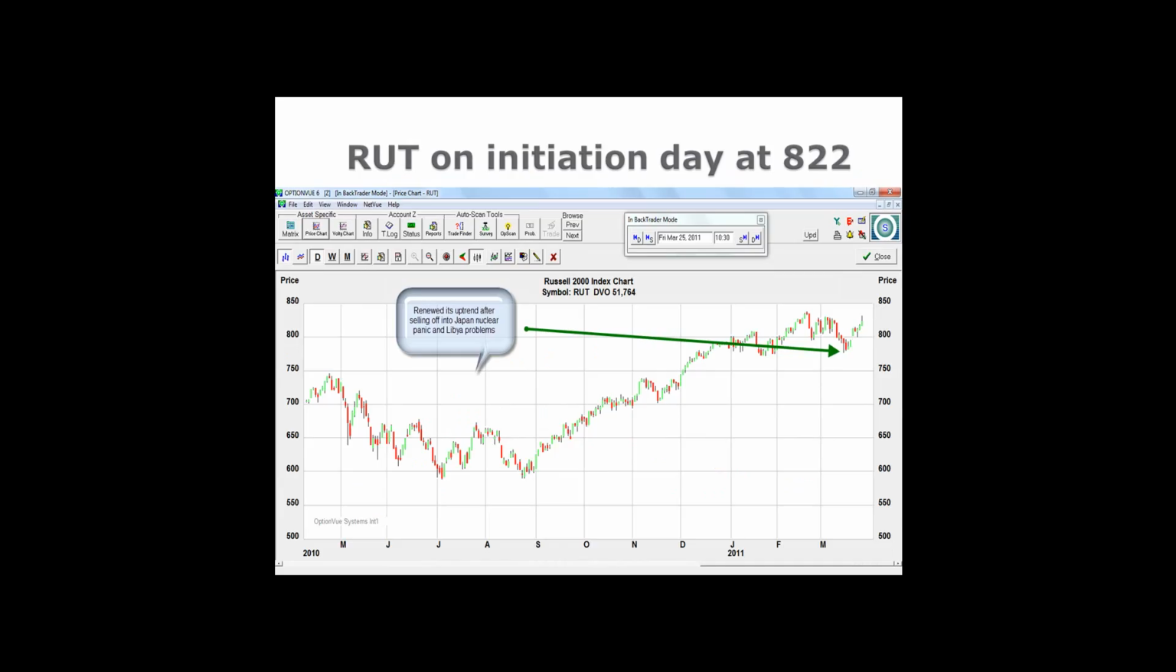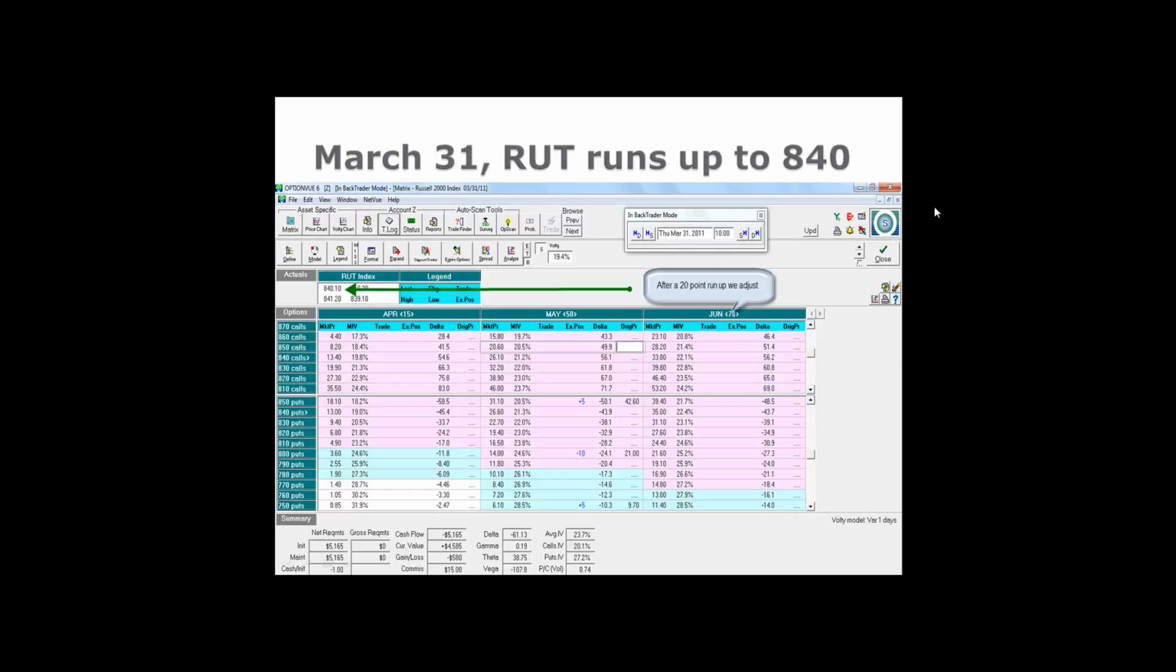So basically, the RUT, as you can see, was in an uptrend in the last week or 10 days or so. After having been on a tremendous uptrend over the last 6 months, it then flattened out and had a sell-off as a result of the Libyan problems and the Japanese nuclear threat. And as soon as the market decided that maybe these weren't such a big deal to the overall world economy, the market began to rally again. So that's what was happening on March 25th.